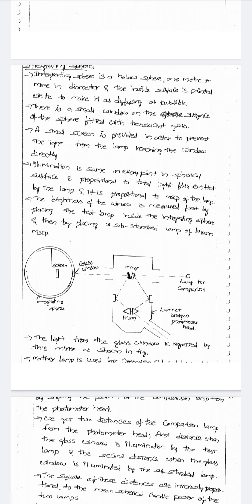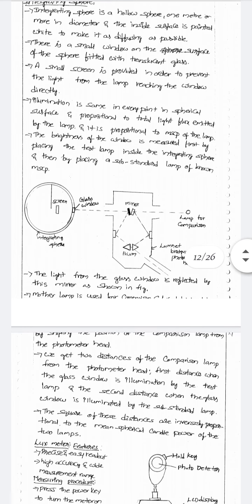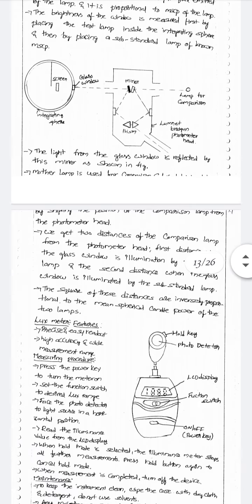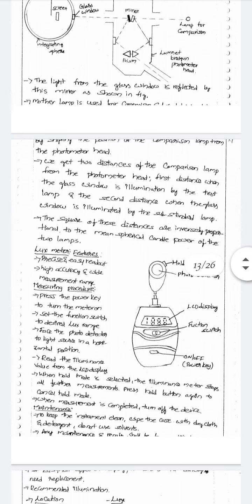The illumination is the same everywhere on the spherical surface and proportional to the light emitted by the lamp, so it is proportional to the MSCP. The brightness of the window is measured inside the integrating sphere, giving the luminance proportional to MSCP. The square of the distance is inversely proportional to the MSCP of the lamps.